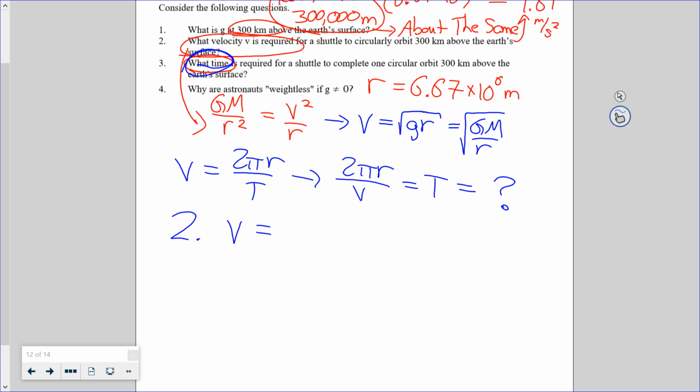Did you get 7726 meters per second? Isn't that like 18,000 miles per hour? I think it is.